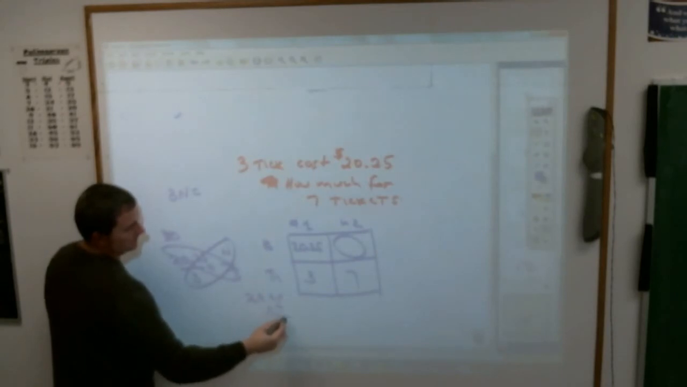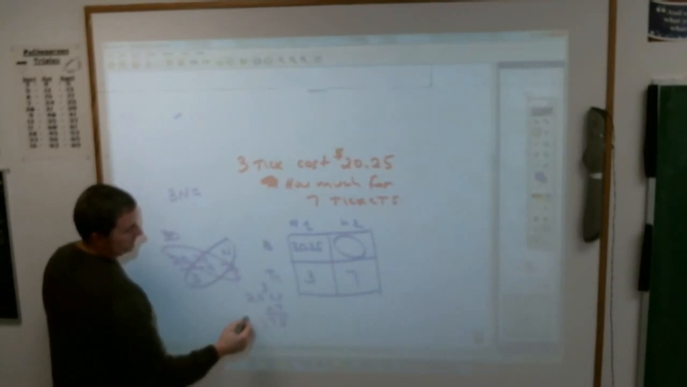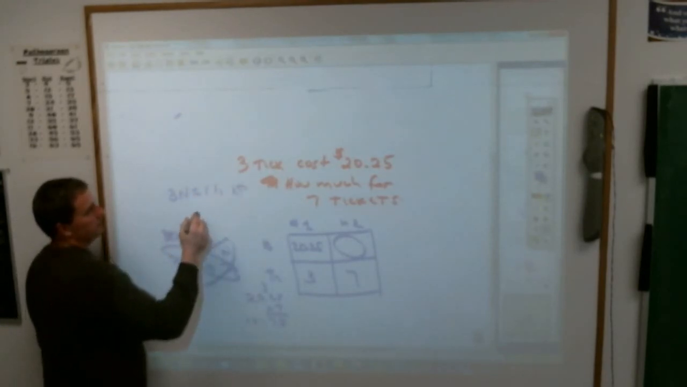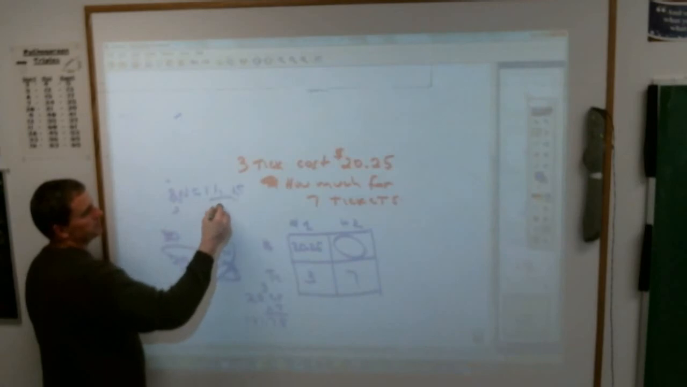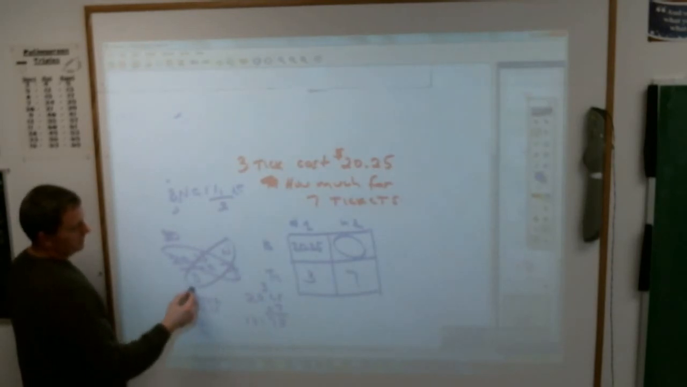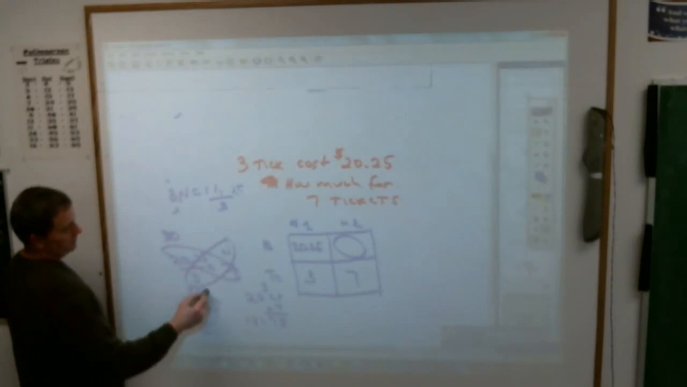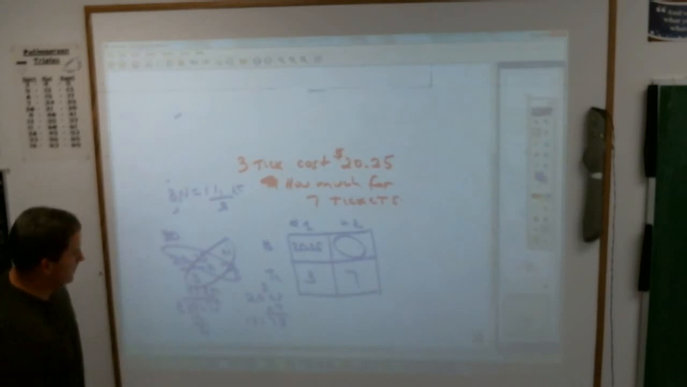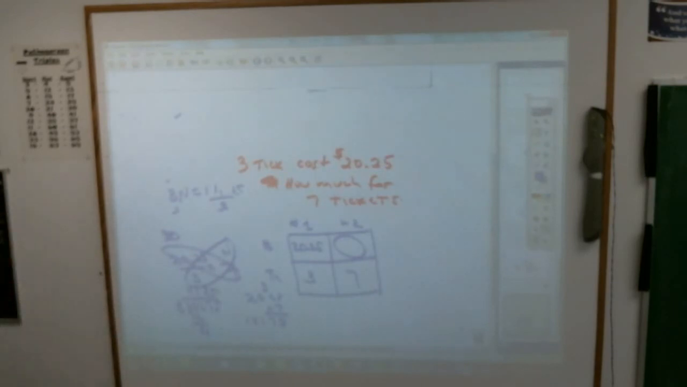20.25 times 7 is 141.75. And I divide by 3. 3 goes into 141.75 evenly, I'm sure. That gives $47.25. Are we jumping on that bandwagon?